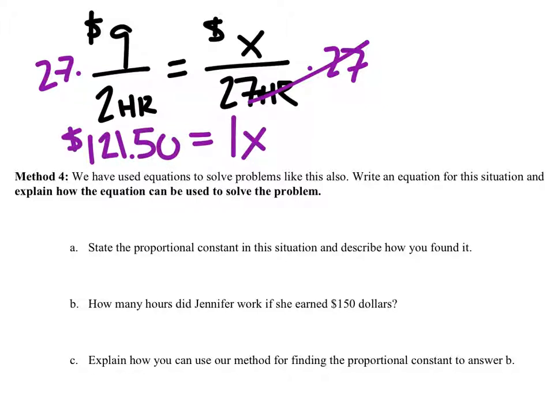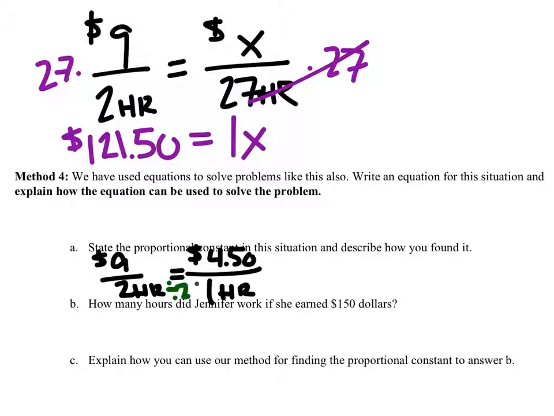Of course, don't forget your label on this. So this would be method 4, just using another principle of equality, which we've already done. That was unit 3, but since it was so long ago, no one remembers any of that. So, state the proportional constant in this situation and describe how we found it. We already did that, right? We did $9 for 2 hours, and the proportional constant was for 1 hour, and that was $4.50 for the 1 hour. So that's how we found it. We divided the 2 by 2 and then the 9 by 2 as well to get $4.50.